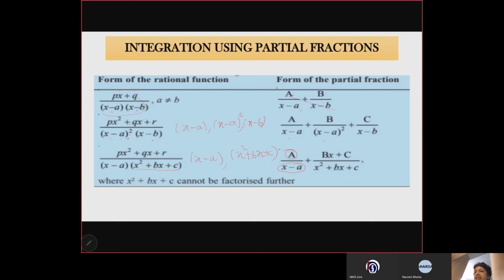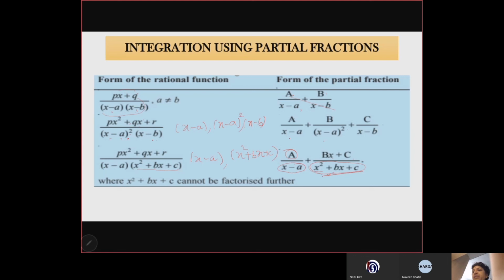When the denominator is a quadratic which cannot be factorized further into real factors, the numerator I take as a linear. I'm repeating it. Whenever the denominator is a quadratic that cannot be factorized further, the numerator has to be linear, that is bx plus c. So that is the difference here. So basically, these are the three different ways of using partial fractions.